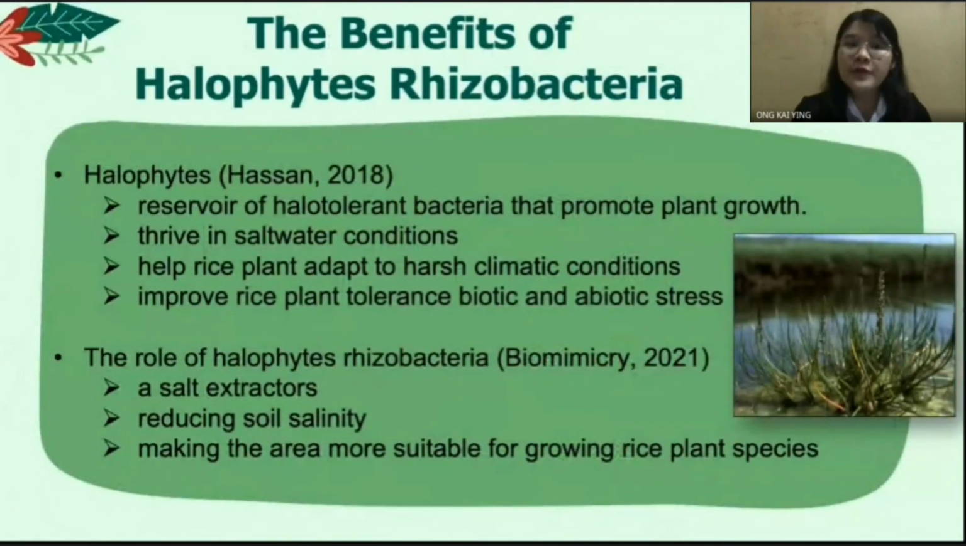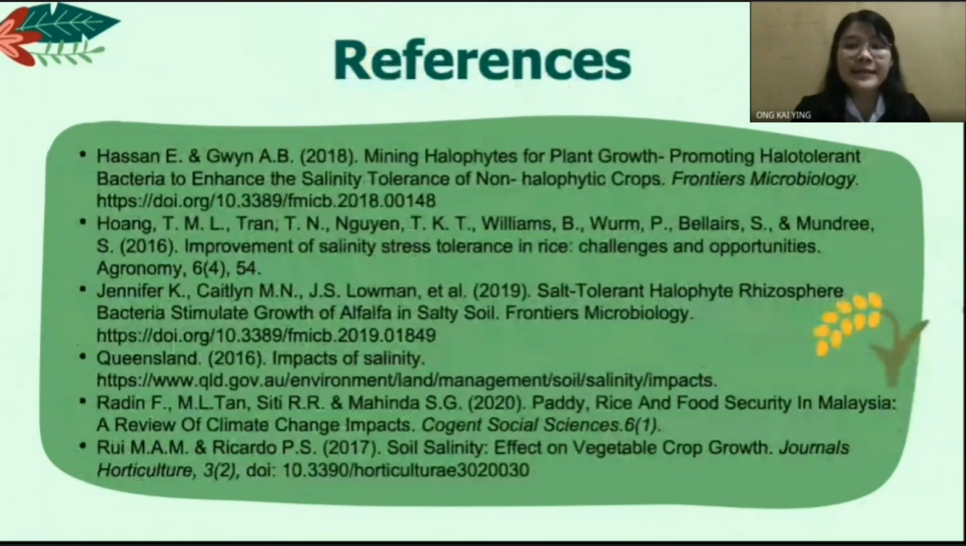The benefits of Halophytes rhizobacteria. Halophytes are a useful host of halotolerant bacteria that can promote plant growth. They thrive in saltwater conditions, and they may help rice plants adapt to harsh climatic conditions and improve rice plant tolerance to biotic and abiotic stress. Therefore, the role of Halophytes rhizobacteria is to act as salt extractors. They perform the function of reducing soil salinity and making the area more suitable for growing rice plant species. And these are all the references that I searched.